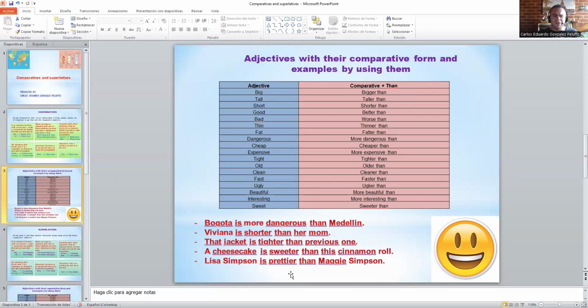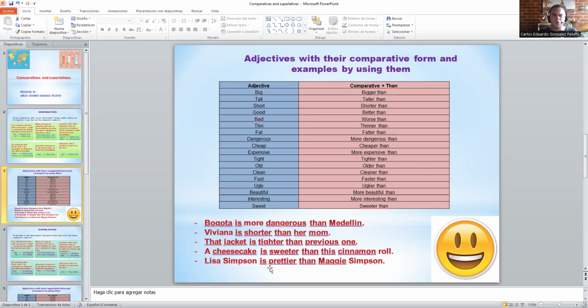Vivian is shorter than me. The jacket is tighter than my previous one. I wrote some examples in my presentation because for me it's essential that you understand me very well, to avoid any mistakes when you use them, maybe in future exams.